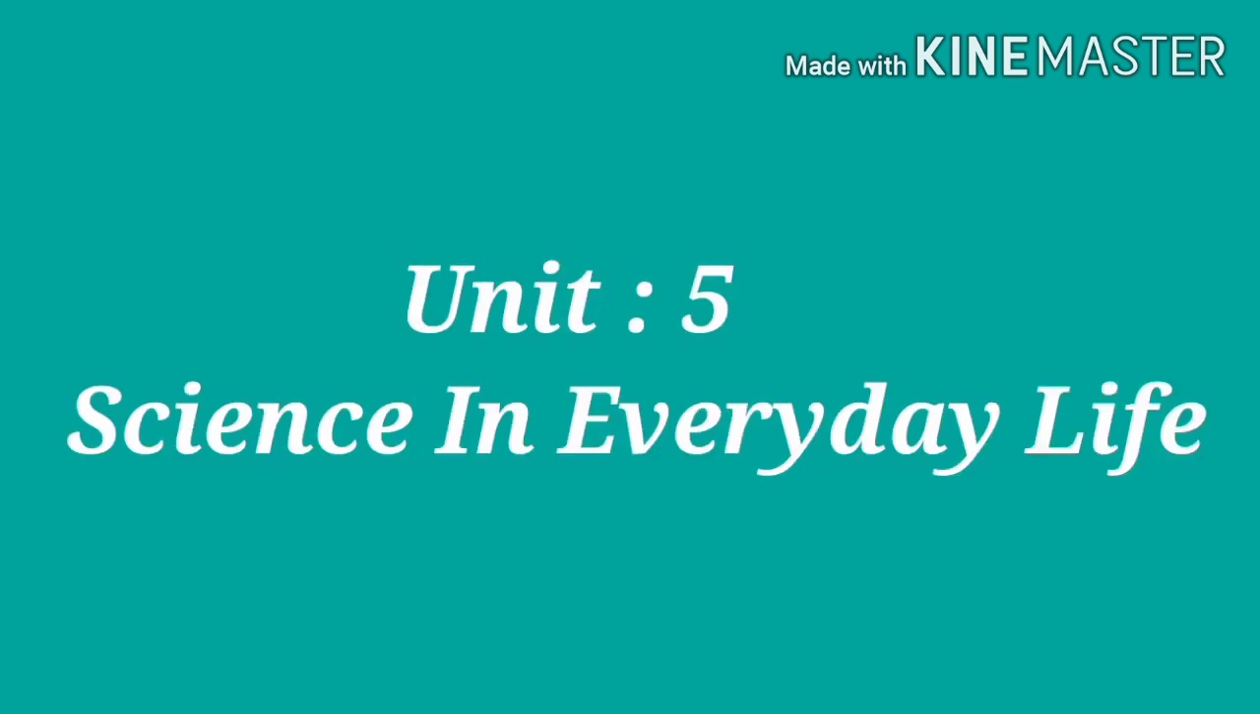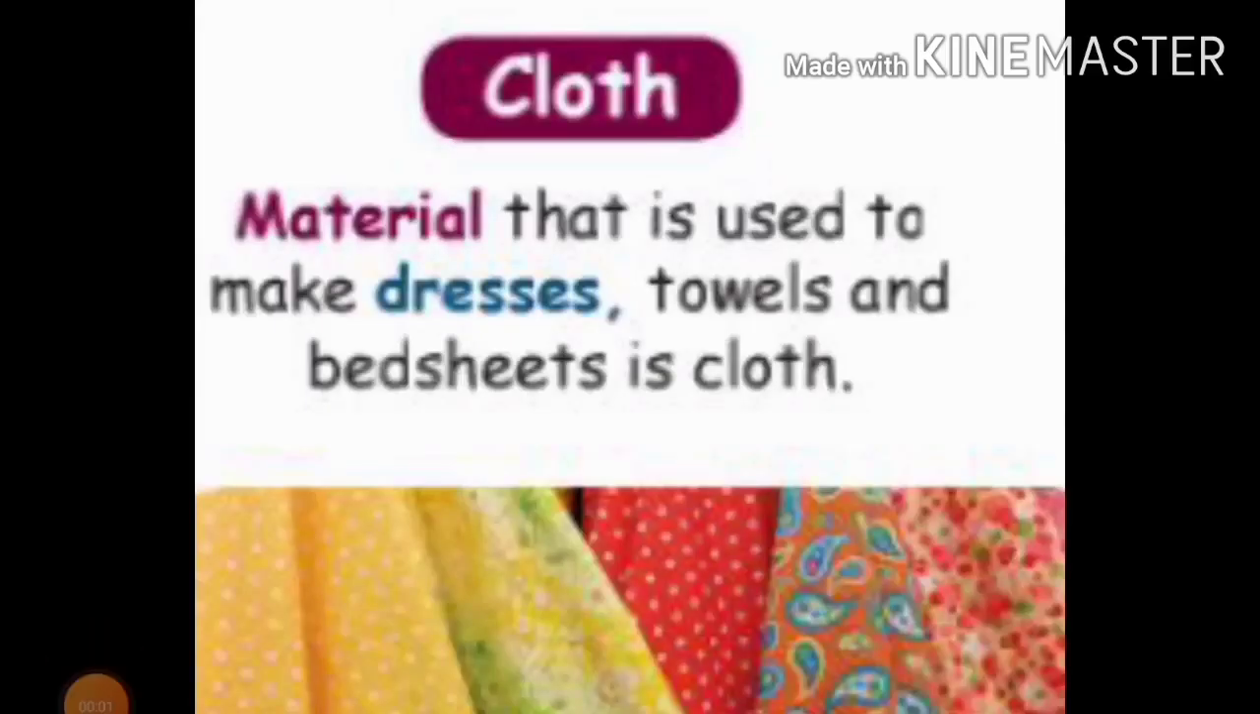Children, in today's class, we are going to learn Unit 5, Signs in Everyday Life. In this lesson, we are going to learn about cloth and how clothes are made of. And also, we are going to learn the different types of clothes and clothes we wear in different types of seasons. Children, first we will see about cloth.